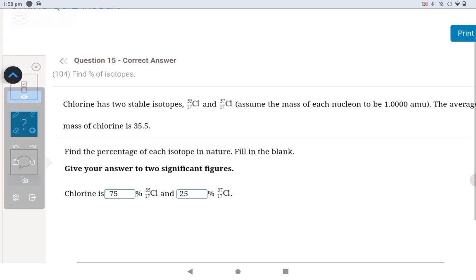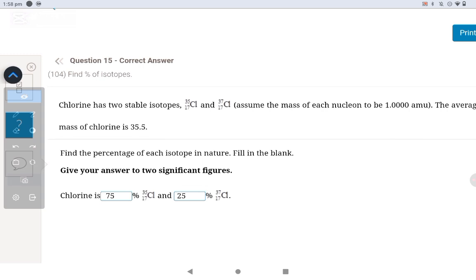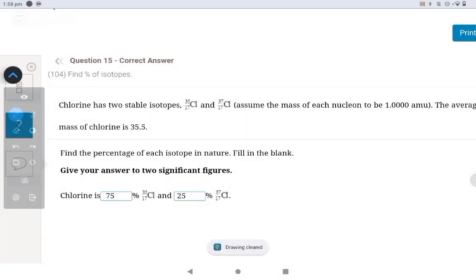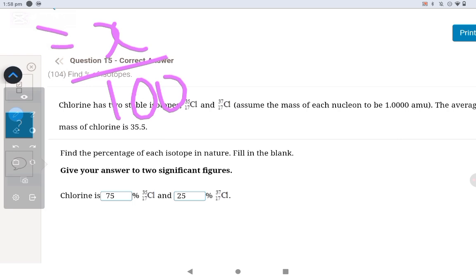So what do we know about the percentages? They always add up to 100, right? So if it's always going to add up to 100, and we have two isotopes given, then we're going to do x over 100. This represents the percentage of the first one.